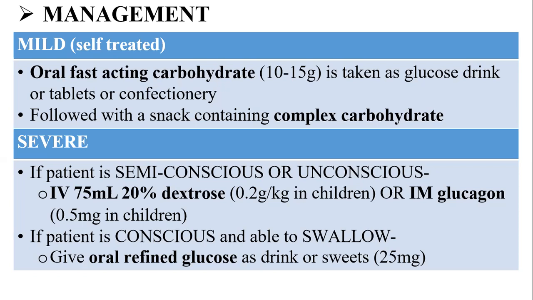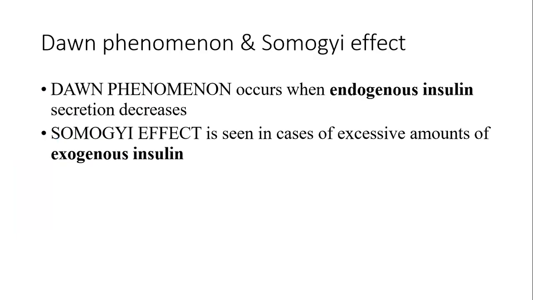In the management of this type of patient, you give fast-acting carbohydrates, 15 to 20 grams, as a glucose drink or tablet, or both. Then you can maintain this with a complex carbohydrate. In a severe case or an unconscious patient, you give intravenous dextrose, 0.2 grams per kg body weight in children, or you can give IM glucagon, but I don't recommend this unless you use glucose. If the patient is conscious or able to swallow, you give oral refined glucose.